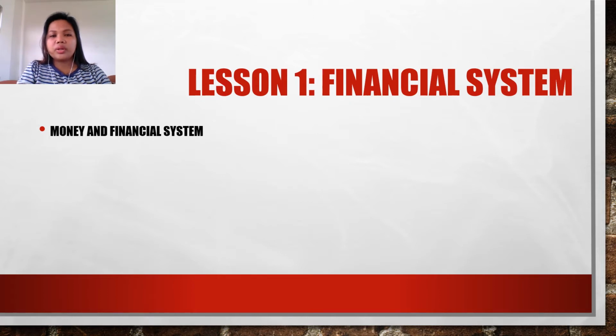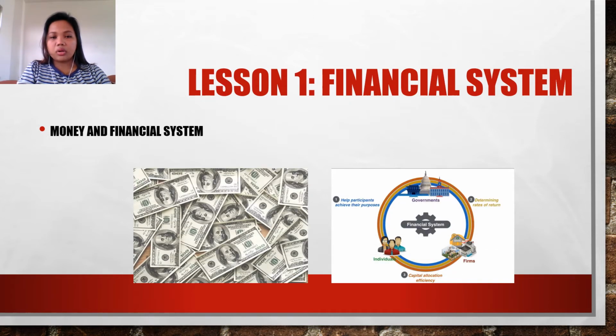Consequently, consumers, investors, savers, and government officials would make better informed decisions if they understood how the financial markets and money supply influence the economy. I have here a picture showing the participants of a financial system. It involves individuals like the investors, the lenders, and the firm, and also the government.